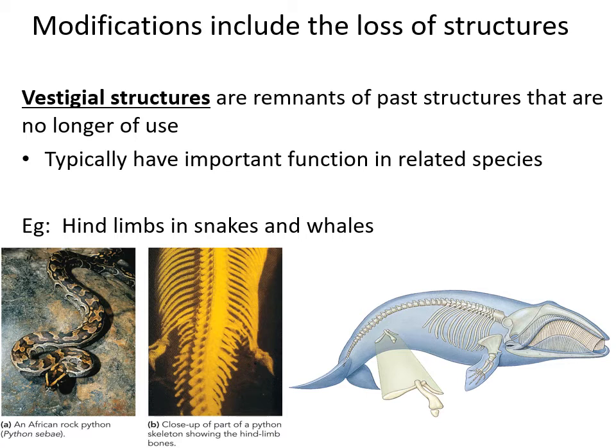Modifications include the loss of structures. So we have these vestigial structures that are essentially remnants of past structures that aren't used by that organism in its particular environment anymore. Typically they used to have an important function, but currently in that particular species, because of its environment, it doesn't have any great importance. And so if we look at snakes, pythons actually have hind limbs as part of their skeleton. You don't see it on them, but as part of their skeletons, they do have small bones there.